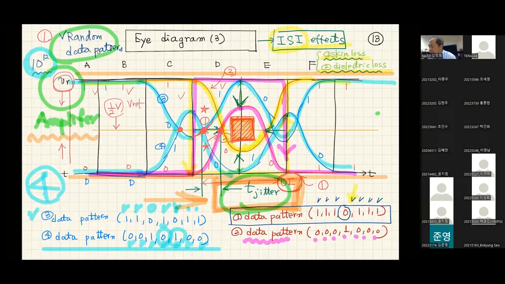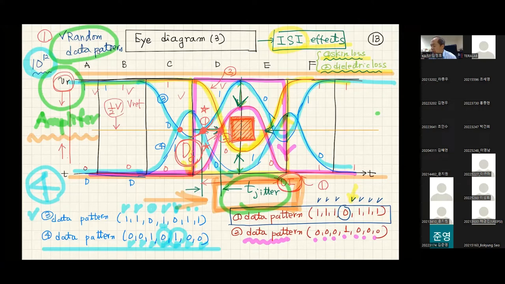This separation of crossing points will have a strong impact in reducing the eye opening. So this separation of timing to cross the half point is called jitter. Especially, this jitter is called deterministic jitter.